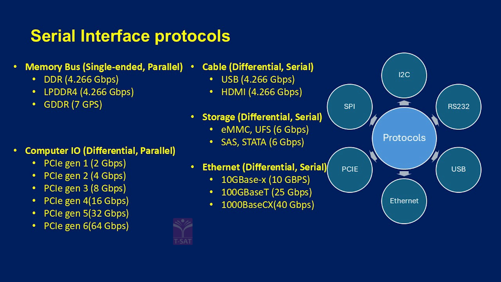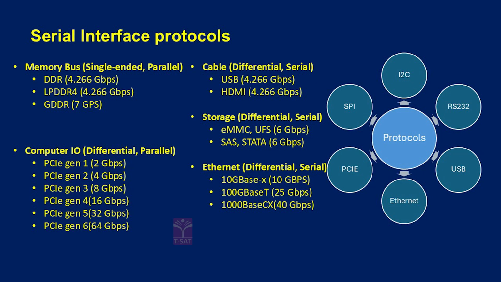And obviously there are memory buses, for memory transfer, like DDR and then LPDDR. LPDDR is basically a low power version of DDR. Then GDDR is graphics DDR. These are basically for memory data transfer, where a large set of data is transferred from the memory to the processor, and then the required activity is done.